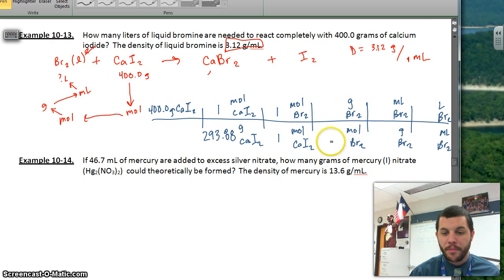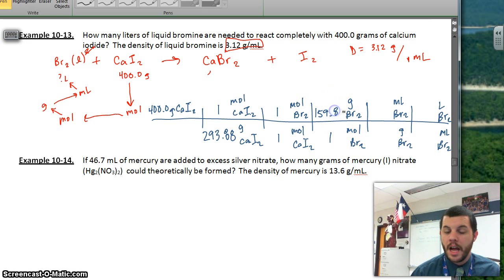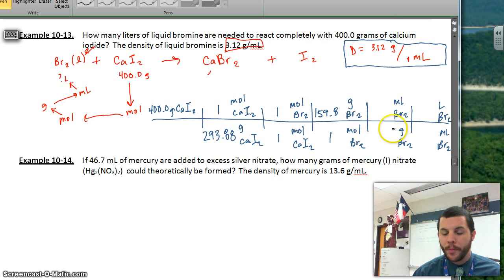Moles of bromine to grams of bromine, I can do that. That's 1 mole of bromine, and I believe the molar mass of bromine is 159.8. And now this is our new one, okay? Grams of bromine to milliliters of bromine. This is where the density comes into play, okay? Which one of these does 3.12 go with, okay? 3.12 goes with grams. And what number goes with milliliters? Well, we said that it's 3.12 grams per 1 milliliter. So 1 goes with milliliters.